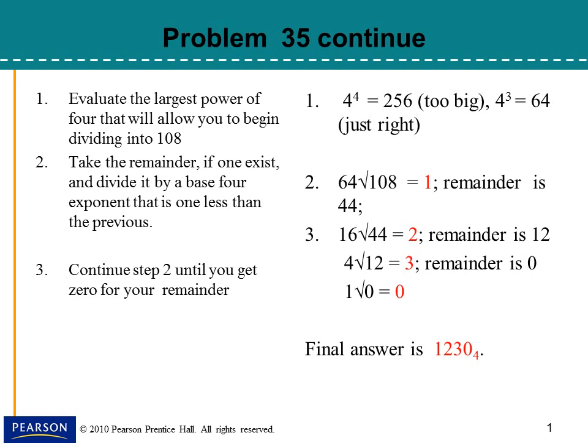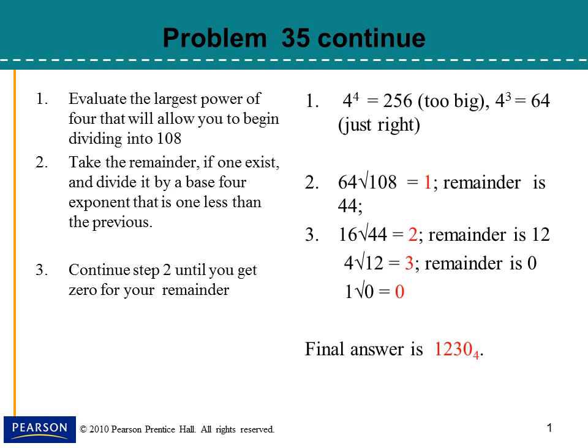Now, we don't take 64 again to divide. We take a base 4 exponent that's one less than the previous one. 64 was 4 to the 3rd, so the next one is 4 to the 2nd, which is 16. 16 goes into 44 two times, leaving a remainder of 12. Then you do 4 to the 1st, dividing into 12, which is 3. And you still do 1 divided into 0, just for the sake of neatness, so that you can see all your quotients line up.